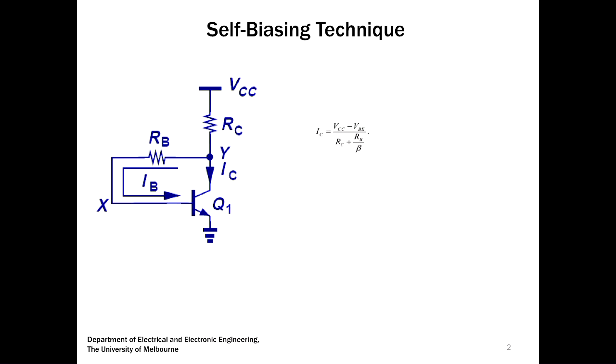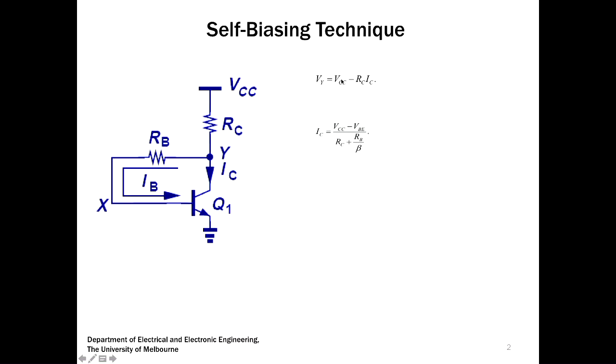In the self-biasing, IC is equal to (VCC minus VB) by (RC plus RB by beta). So how can I get this equation? You can apply Kirchhoff's law, and then you can easily write it down. Maybe I'll start from here. So Vy, what is the value of Vy?